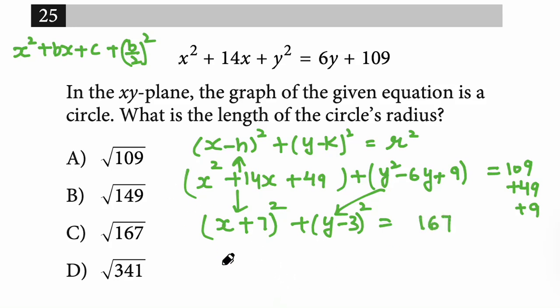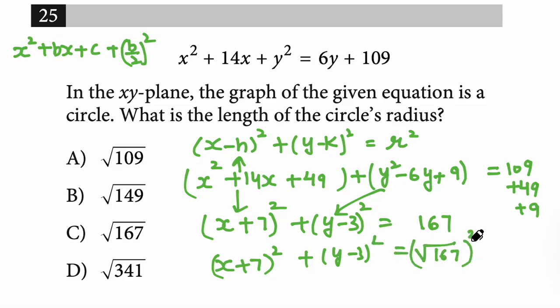Now my equation is r squared, right? That means this is r squared. I need to find r. So that is x plus 7 whole squared plus y minus 3 whole squared is equal to square root of 167 whole squared. So this is the radius which is squared. That means C is the right option.